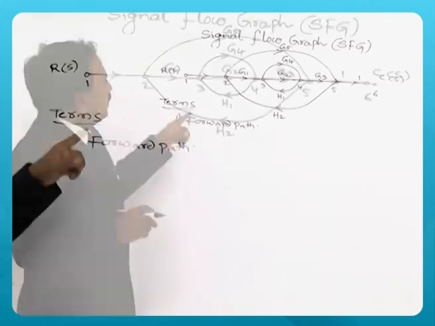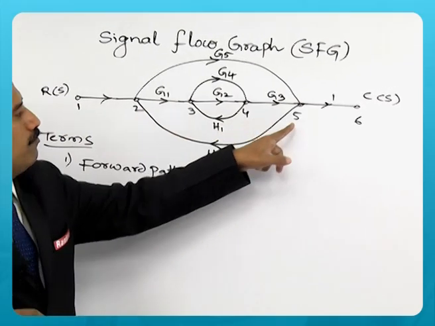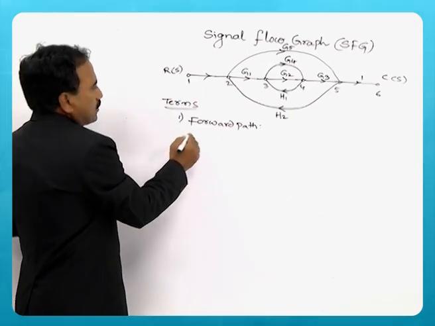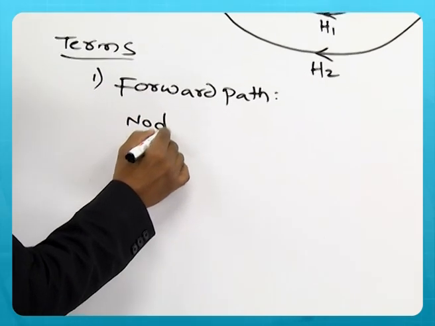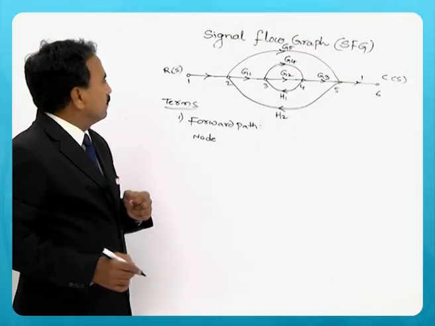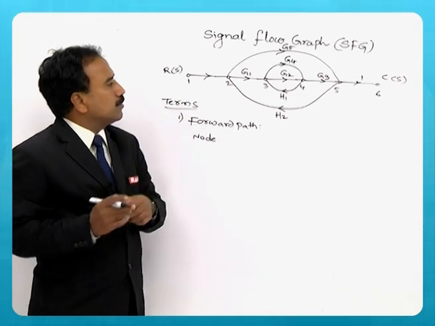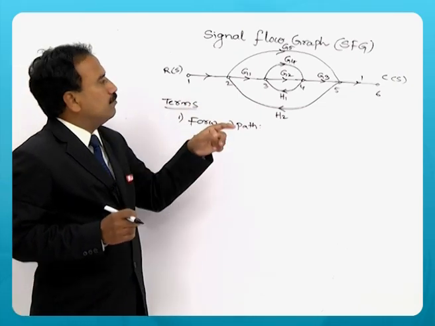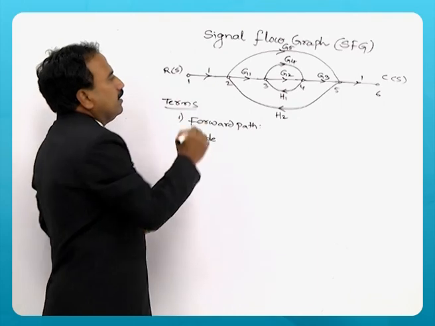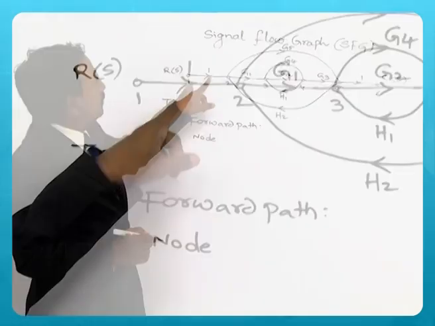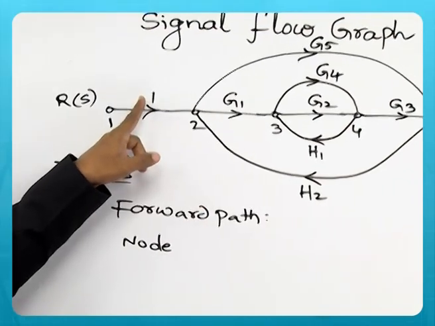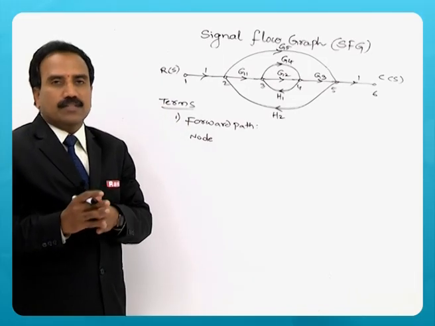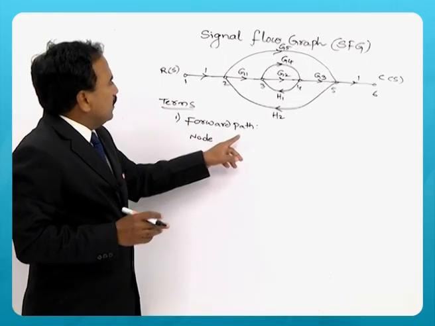So see here 1, 2, 3, 4, 5 and 6 are nodes. 1 to 6, they are actually nodes. So node is a variable, and the number of nodes present in this example is 6, and these nodes are connected by branches whose gain is given, like between 1 and 2 the gain is 1, between 2 and 3 it is G1 and so on. So they are gains.